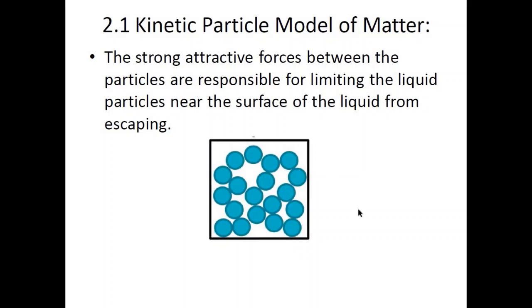So this is the arrangement of molecules in a liquid. The molecules are clustered together, but they do have free space among them. They do have some distance between them. Hence liquids are able to be poured, and liquids are able to flow, and liquids do not have a definite shape.